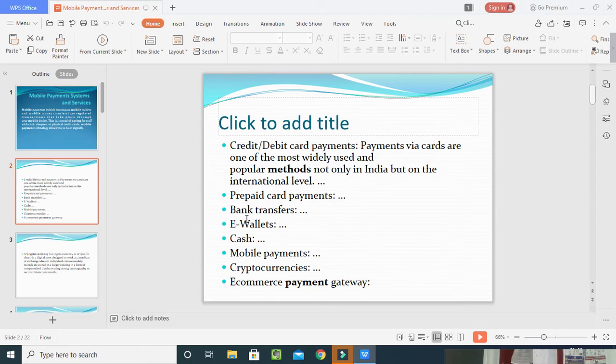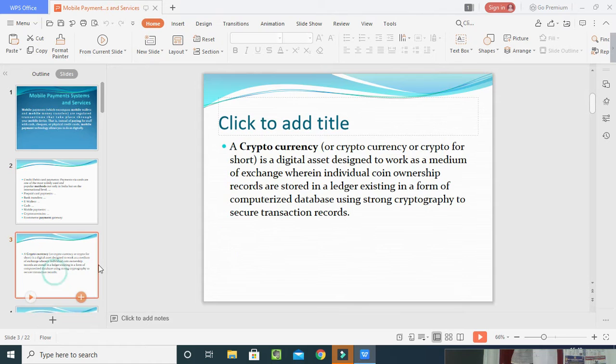These are all familiar to you, but one new word for you is cryptocurrency. What does it mean? A cryptocurrency is a digital asset designed to work as a medium of exchange wherein individual coin ownership records are stored in a ledger existing in the form of a computerized database using strong cryptography to secure transaction records.